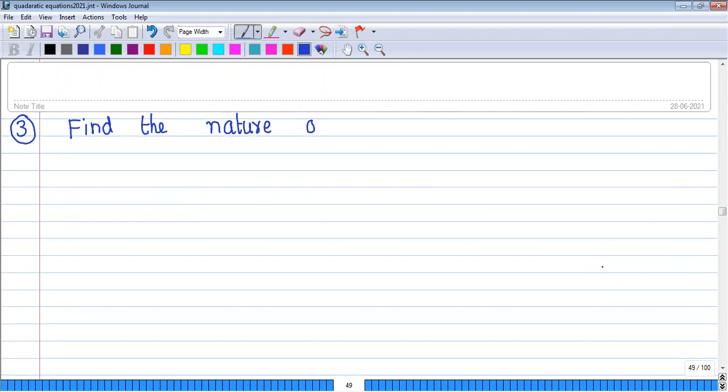So this is the third question we need to discuss. Find the nature of the roots of 9x square minus 30x plus 25 equals to 0.